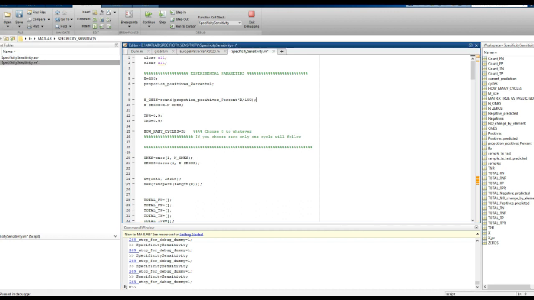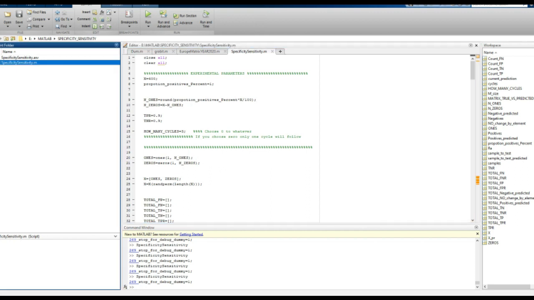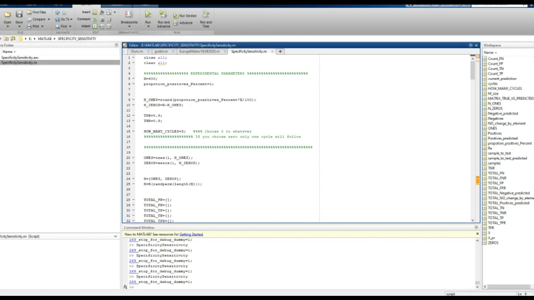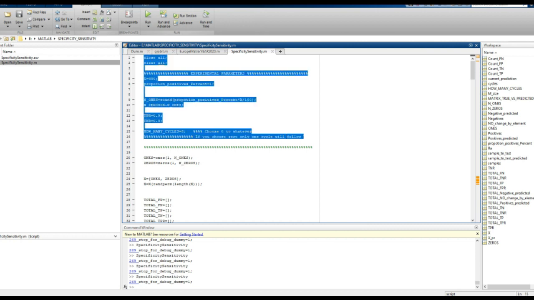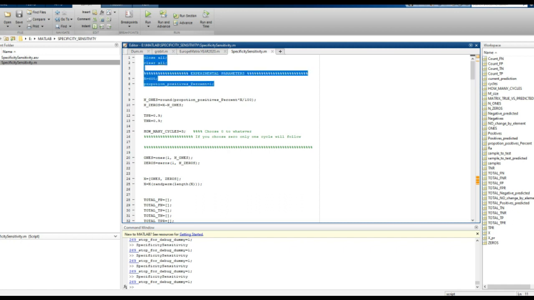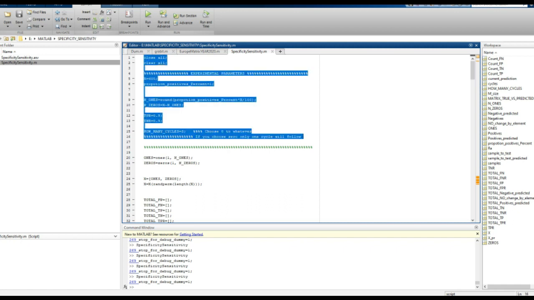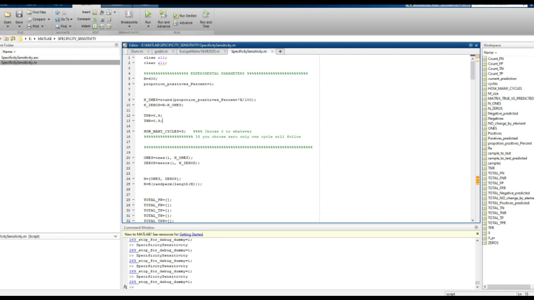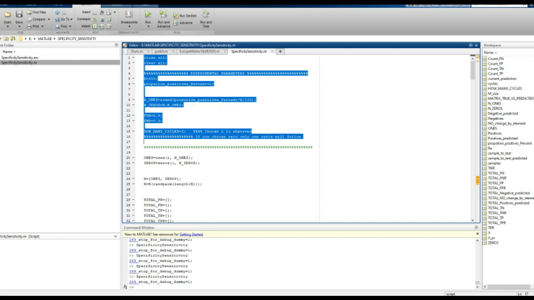So we have this code, this is the mat file here, specificity sensitivity.m. If you click on it and you have Matlab, this will open, and all you need to care about is this. So we'll speak about that, and that's all you need. You don't need anything else. You don't need to know how to code. If you know how to code, you can follow. It's a very simple code.